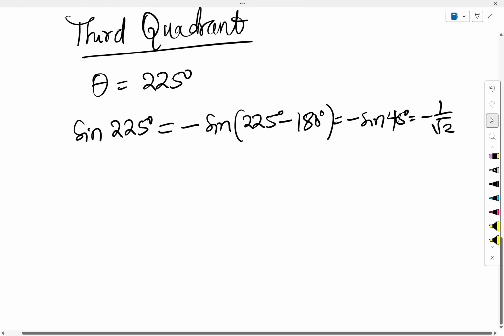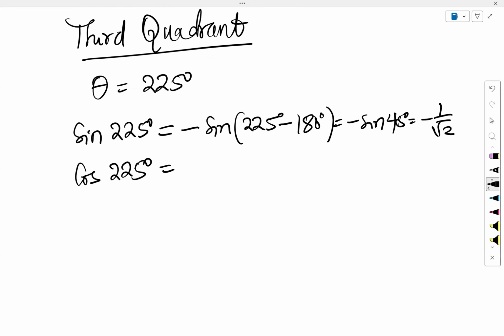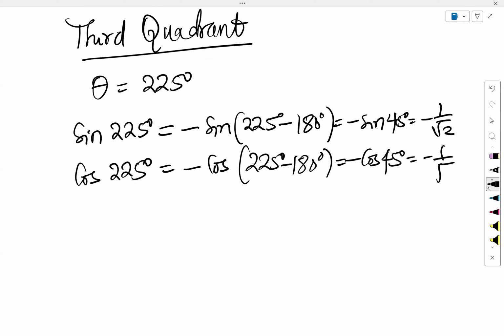So that is taken. Then what if you have cos 225 degrees? You know, in the third quadrant, only tan is positive. So it means cos is also negative. So you have minus cos of 225 degrees minus 180 degrees. And that is equal to minus cos 45 degrees, which is minus 1 over root 2.